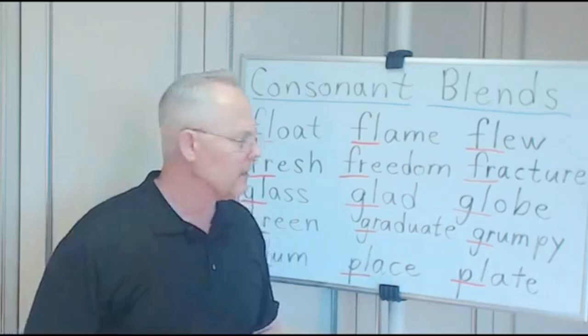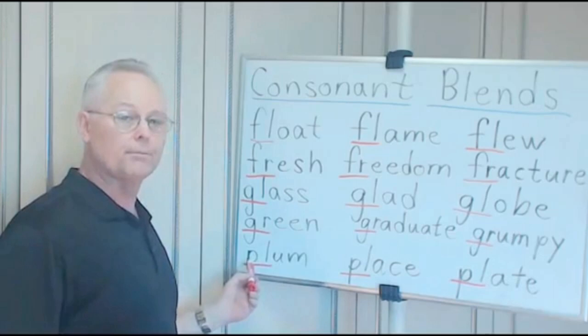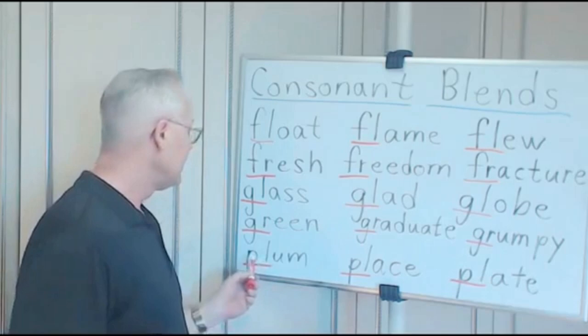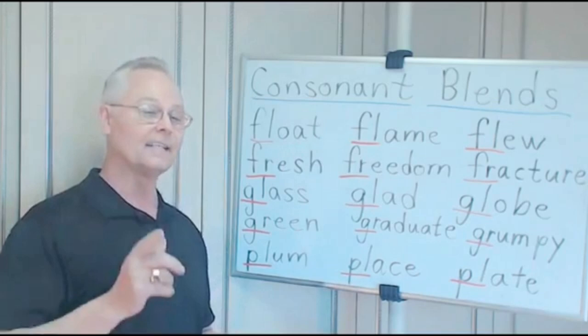An unpleasant old man. PL. Here's grumpy. Here's PL. P, papa. L, la, la, la. Pla, pla, pla. Can you hear the P and the L? Pla. UM, plum. What is that? It's a fruit. Yes, indeed. It's a fruit.